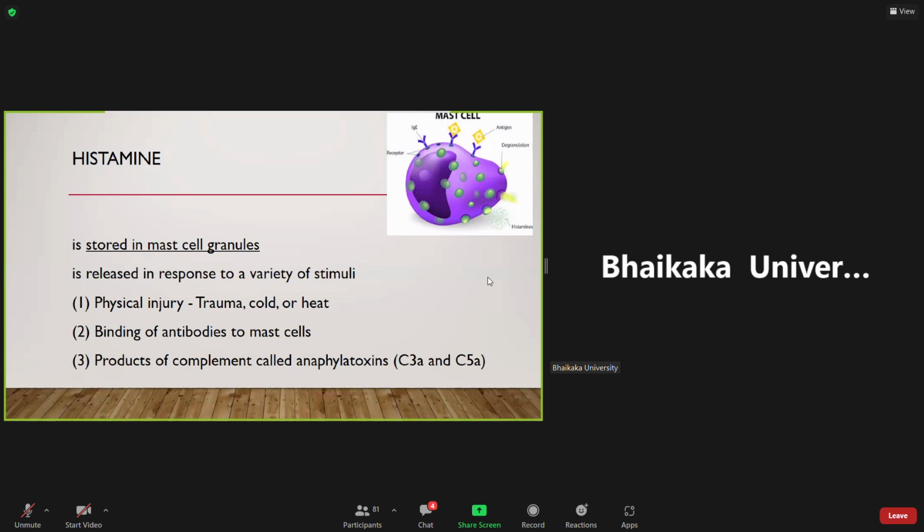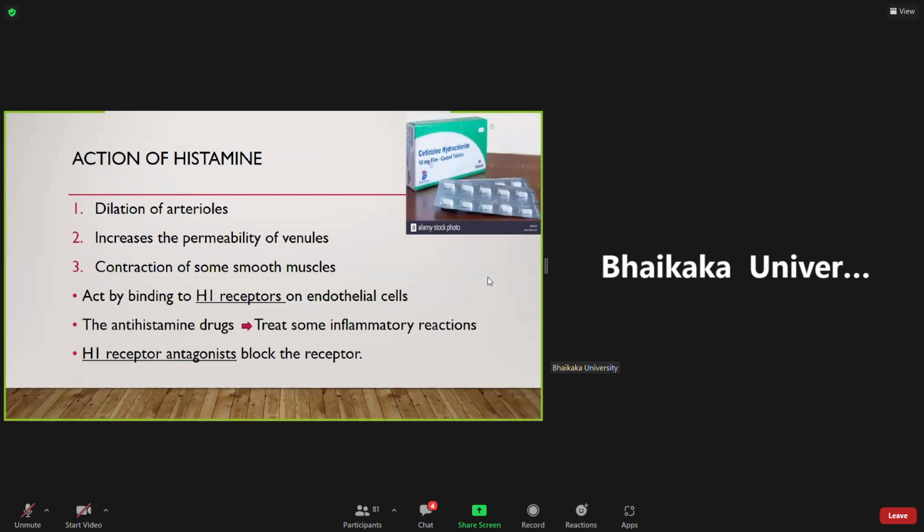Antigen, as you can see, and that also may cause degranulation. So what does it cause? It causes dilatation of arterioles, vasodilation. Then it increases the permeability of venules, so there is a facilitated transport of fluid across the endothelial membrane.